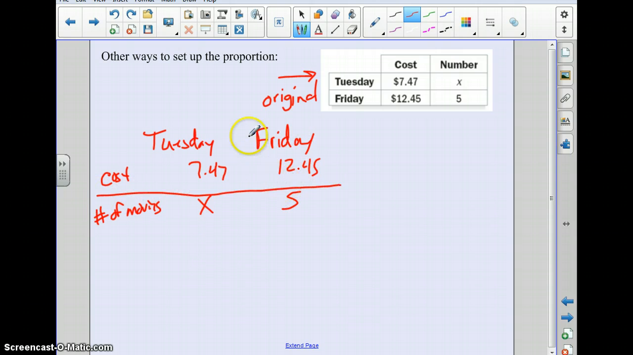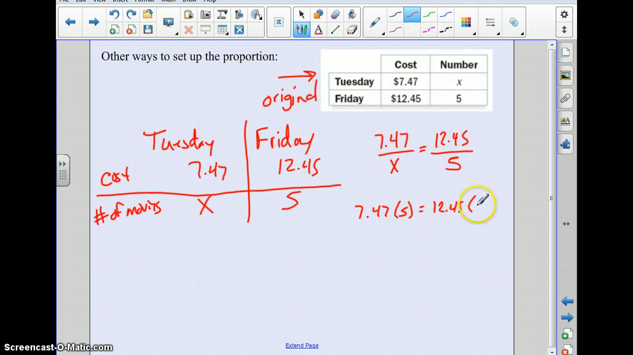So I set up another table, and this exact same table, I'm using the same information. I'm going to solve it the same way. Set up my proportion. 7.47 over x equals 12.45 over 5. And I would solve it with cross products just like I did the last one. 7.47 times 5 equals 12.45 times x. And I'm going to get the exact same answer. 37.35 equals 12.45x. Divide by 12.45. Divide by 12.45. 3 equals x.